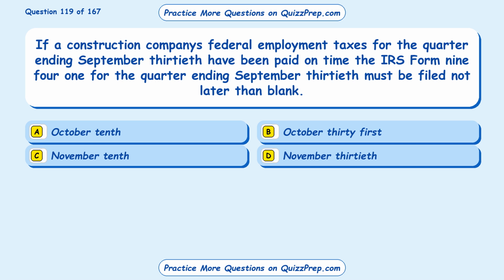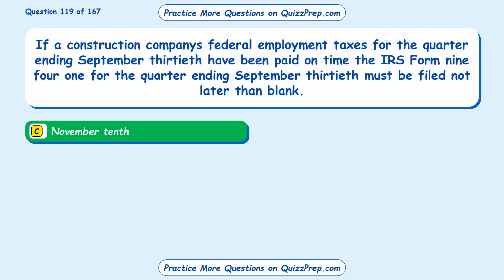Question 119. If a construction company's federal employment taxes for the quarter ending September 30th have been paid on time, the IRS Form 941 for the quarter ending September 30th must be filed not later than blank. Option A, October 10th. Option B, October 31st. Option C, November 10th. Option D, November 30th. The correct answer is option C, November 10th.